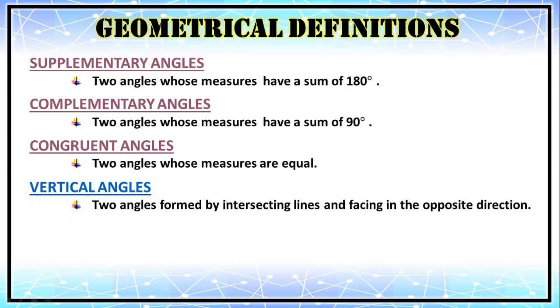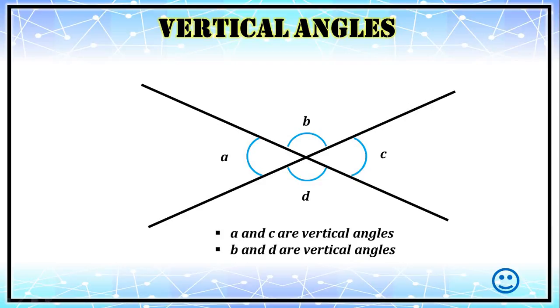Next is vertical angles. Vertical angles are angles formed by intersecting lines and facing in the opposite direction. Here is an illustration of vertical angles. We have two intersecting lines. Therefore A and C are vertical angles because these angles are opposite to each other. Also B and D are vertical angles since they are opposite to each other. Vertical angles have the same measure, so A and C are equal and B and D are also equal. That is for vertical angles.